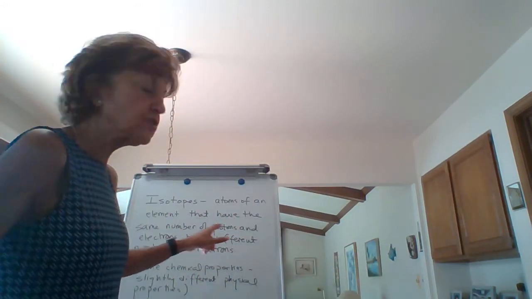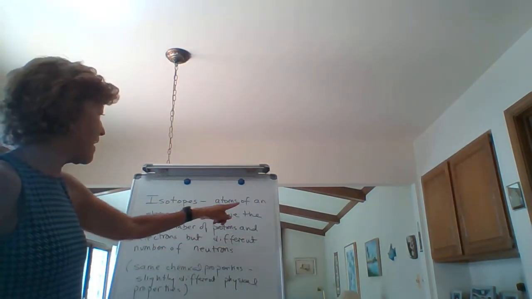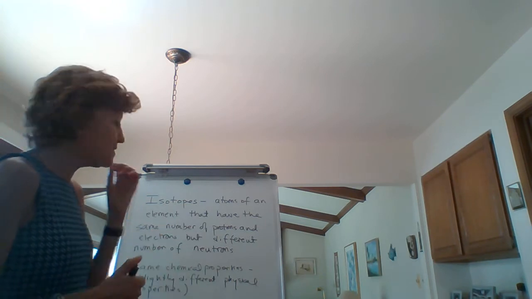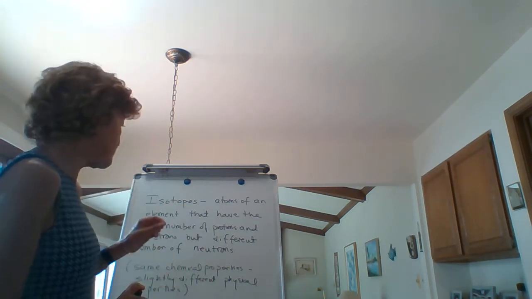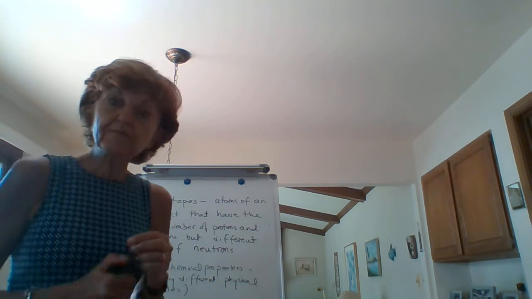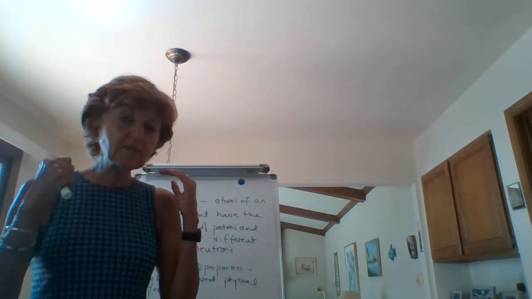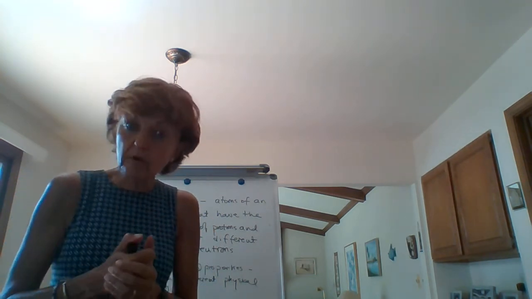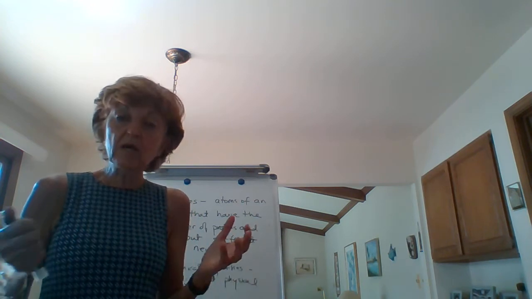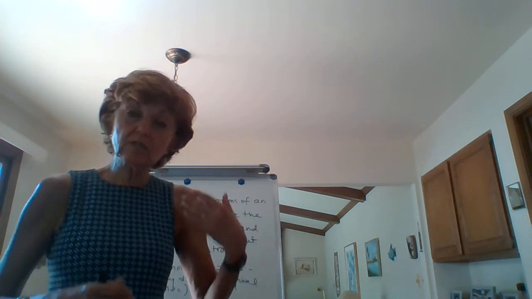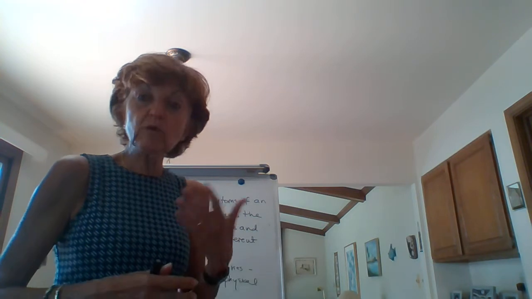Now we're going to get into the topic of isotopes. What are isotopes? I've got the definition here for you guys. Isotopes are atoms of an element that have the same number of protons and electrons, but a different number of neutrons. So they have the exact same atomic number always because it's the same number of protons. And remember, it's the atomic number that determines what the element is.